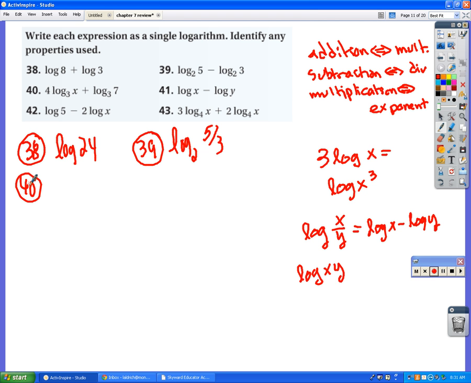All right, so this one right here, the multiplication in front becomes what? An exponent. So the first thing I'm going to do is rewrite this as log base 3 of x to the 4th plus log base 3 of 7. And then the addition becomes multiplication, so it's log base 3 of 7 x to the 4th. Now, that 4th isn't to the 7 either, because the 4 was only in front of the x.